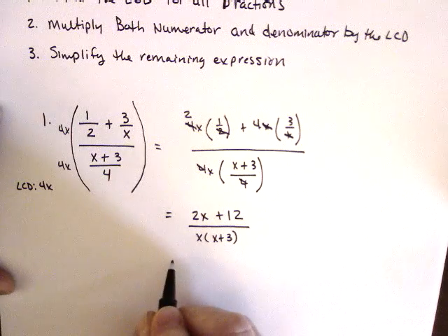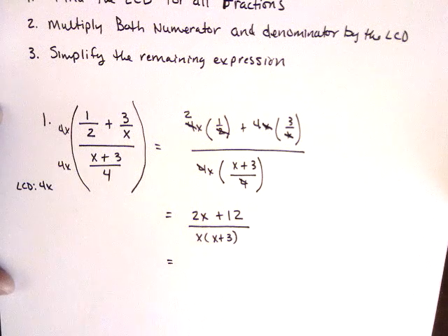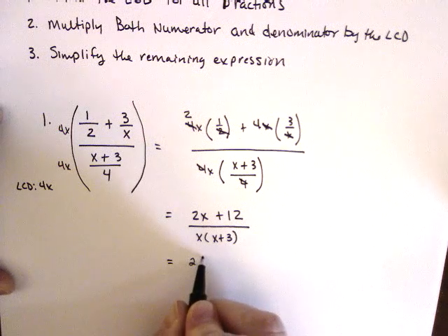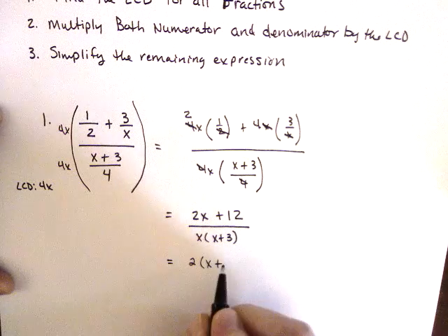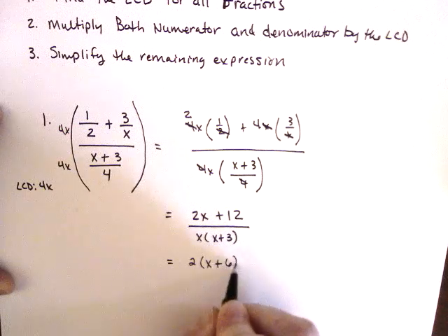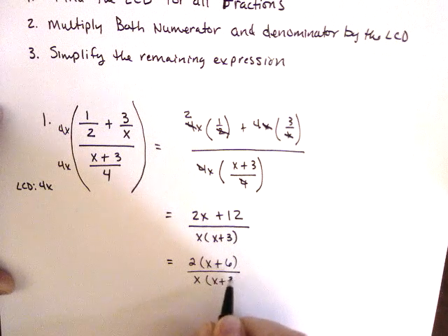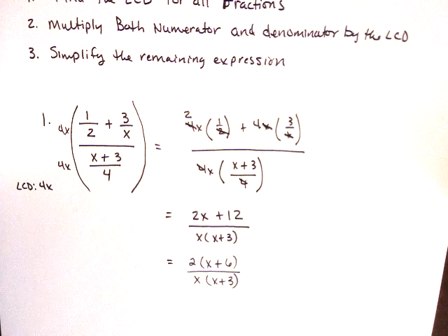So what we now can do is factor the numerator, 2x plus 12. We can take out the GCF of 2, and we have remaining x plus 6 divided by x times x plus 3. Since nothing reduces, we are done with that problem. Let's go on to the second example from the notes.